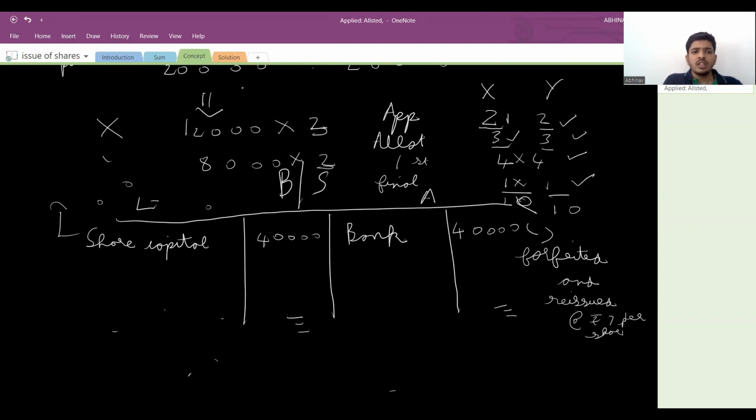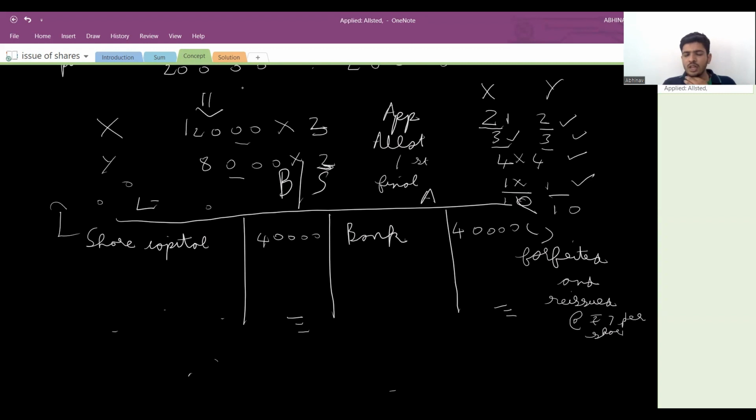X and Y should pay 3 rupees per share. So X needs to pay 36,000 rupees. For the whole of 12,000 shares, he needs to pay 12,000 into 3, 36,000. And Y, for the whole of 8,000 shares, needs to pay 24,000 rupees. That is 8,000 into 3.